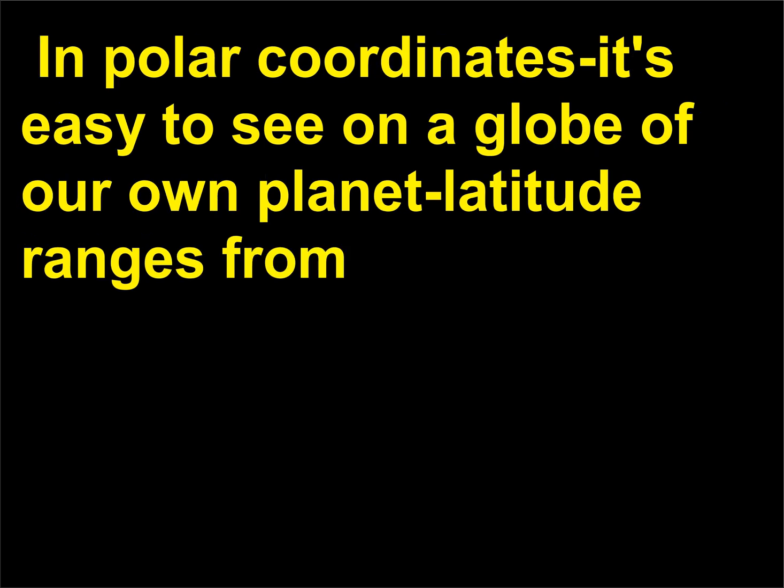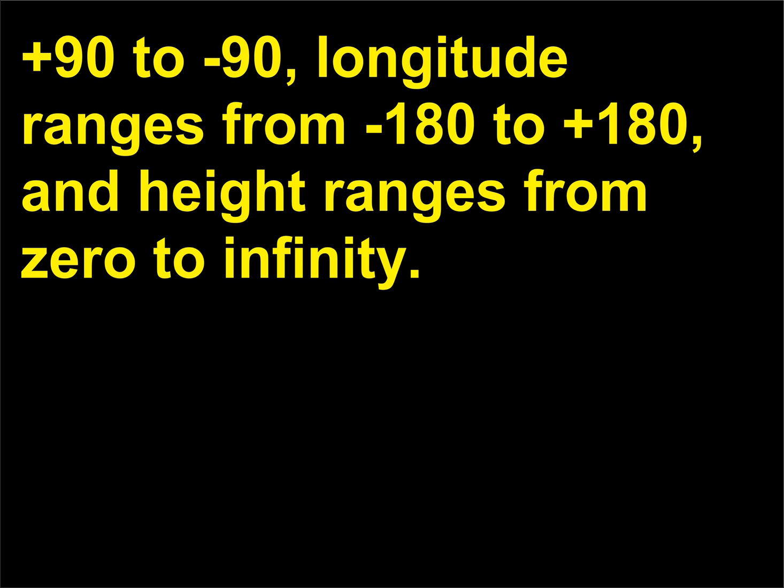In polar coordinates, it's easy to see on a globe of our own planet: latitude ranges from +90 to -90, longitude ranges from -180 to +180, and height ranges from 0 to infinity.